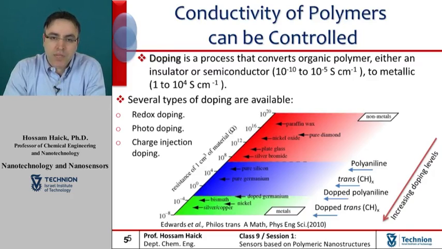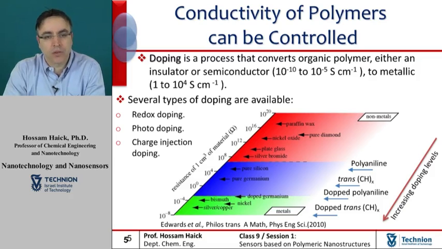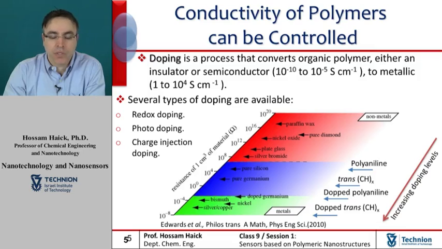Different properties of the conductive polymers can be controlled with the process called doping, namely, conversion of an organic polymer from the state of either insulator or semiconductor to metallic state. Both doping and undoping processes, involving dopant counterions which stabilize the doped state, may be carried out chemically or electrochemically. So far, there are several types of doping.